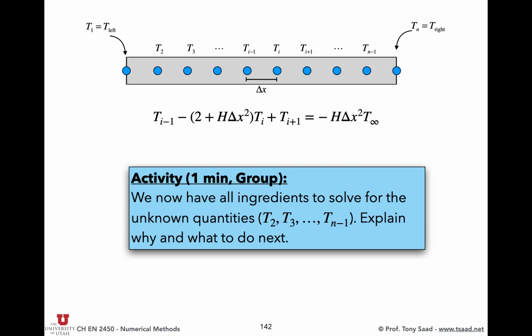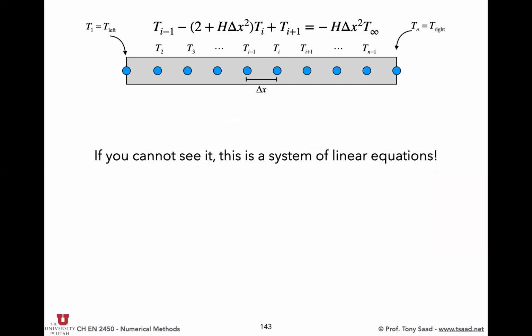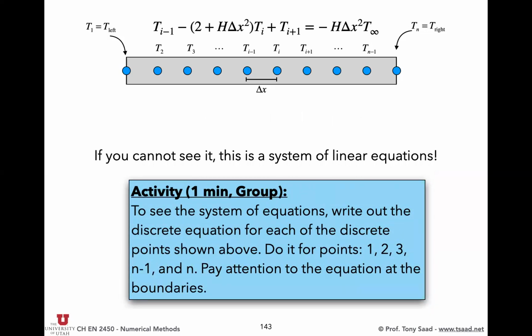So in other words, I agree with Katrina, but there's one more step to untangle what you're trying to say, which is that this is actually a system of linear equations. To see this system, before I let you go, I want you to take this representative equation at point i and apply it everywhere in the domain, from point 1 to point n. Now be careful, at point 1 and point n we know what the temperature is, so there's no need to apply the equation, right?